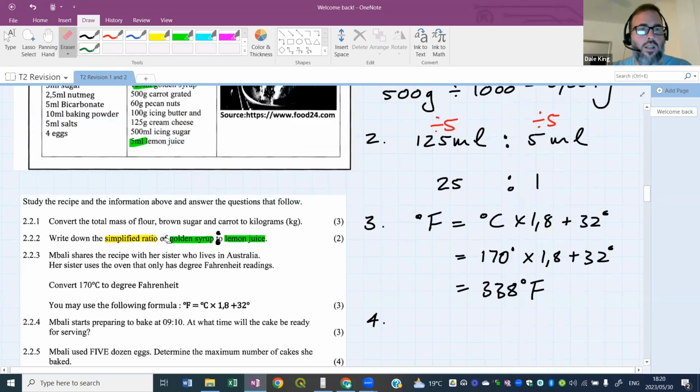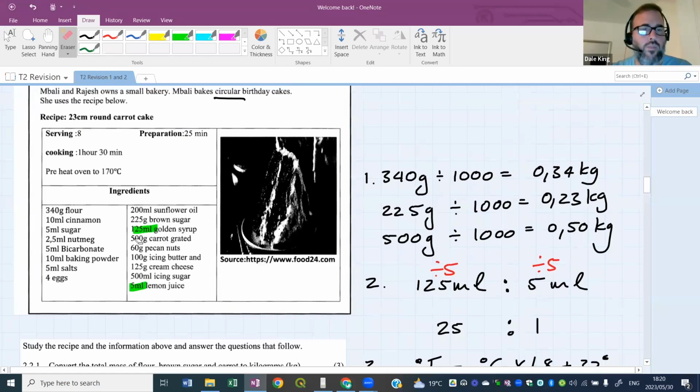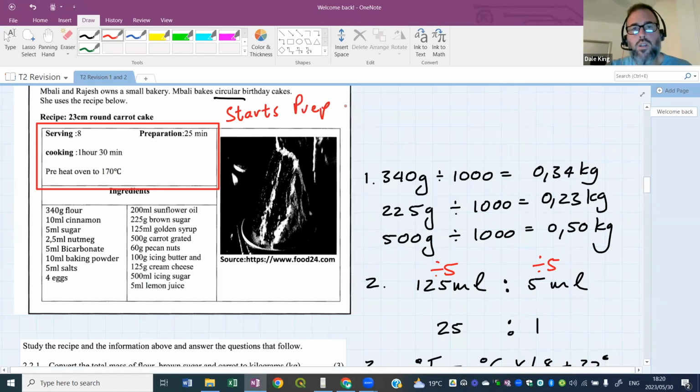So remember, she starts at 9:10. Now I'm going to go up to the question here. There's the information. And what information are we actually looking at here? We need to look at this part here. I'm going to write here, starts preparation at 9:10. What time will the cake be ready? Now, I'm going to give you guys 2 minutes to do this, and then I'm going to need someone to help me.